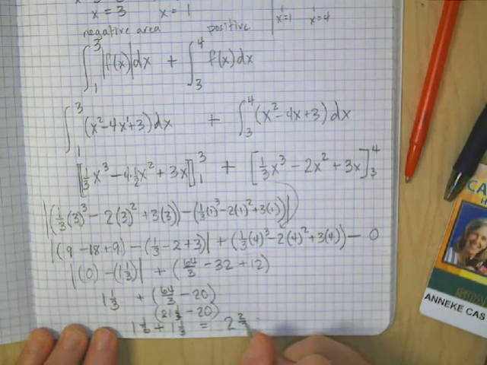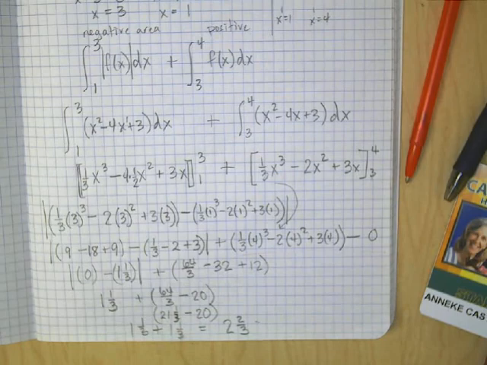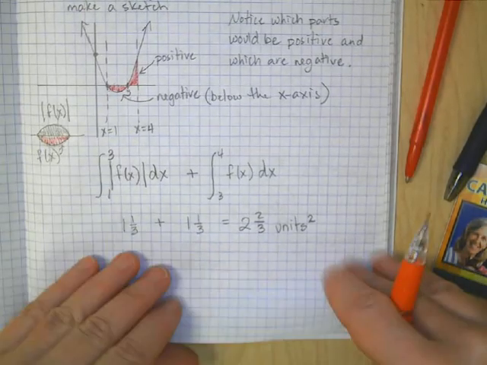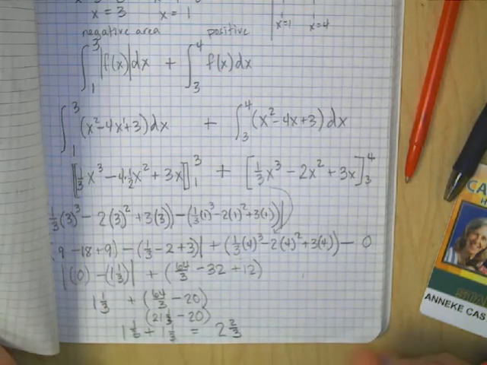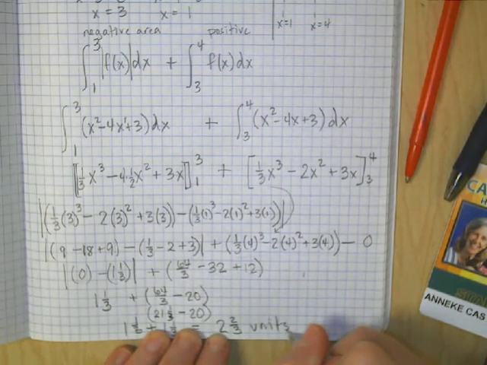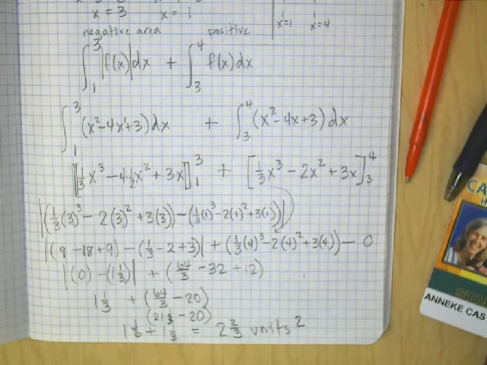So was that the answer that I got before? I don't even remember. What did I get before? Oh, 2 2/3. Did it work? Oh, thank God. I didn't want to have to do these notes over again. Units squared. All right, so clearly doing this with a calculator is way easier than doing it by hand, but it certainly is possible to do it by hand.